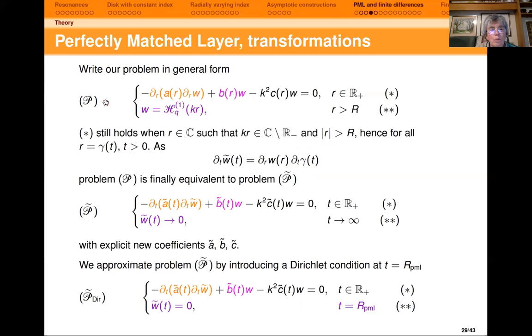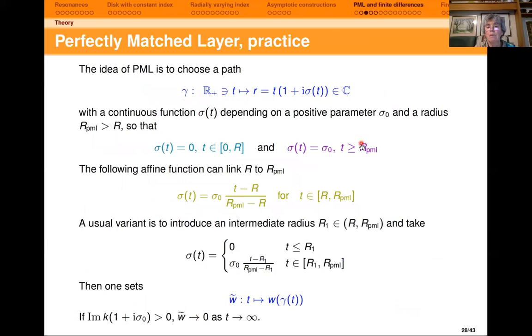And in the end, you have the original problem and the transformed problem that is equivalent. And now what is interesting is that if you have followed your path and gone back to the upper half plane, then you can discriminate H1 from H2 by saying that H1 tends to 0 and H2 is blowing up. And now you may discretize your equation by considering a bounded domain and putting a Dirichlet condition at the boundary of the domain. So we will take as boundary the same as when you are just out of the layer.